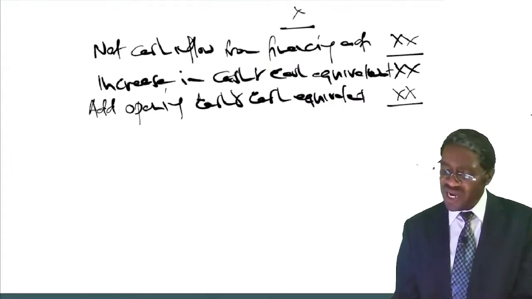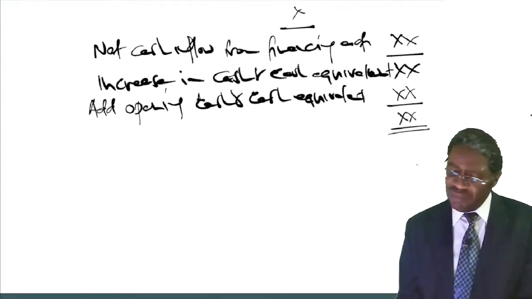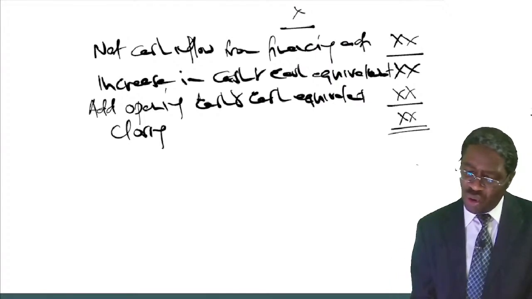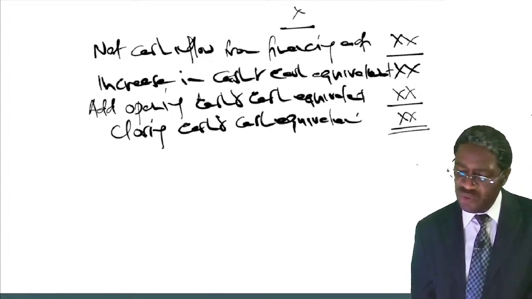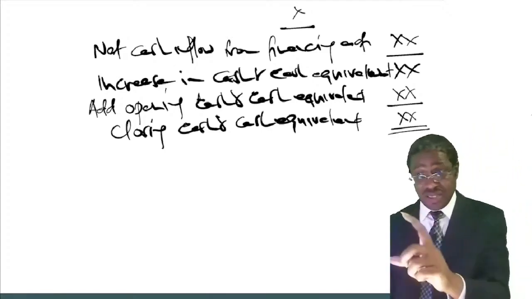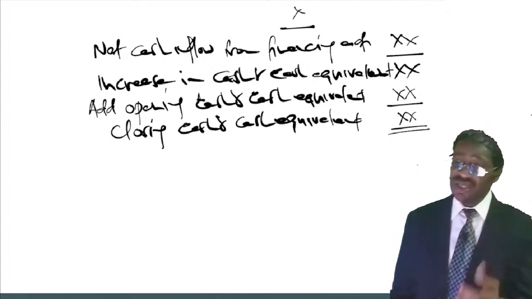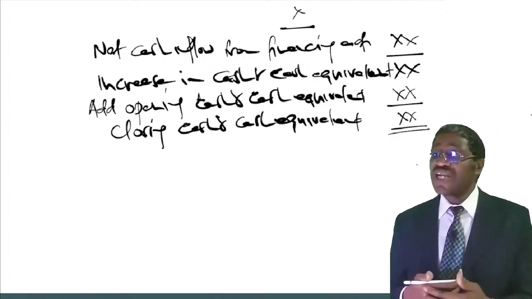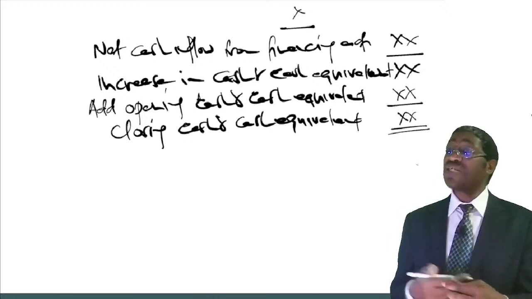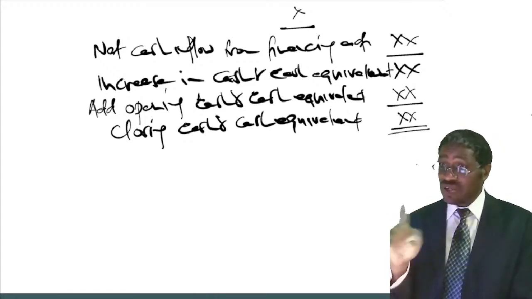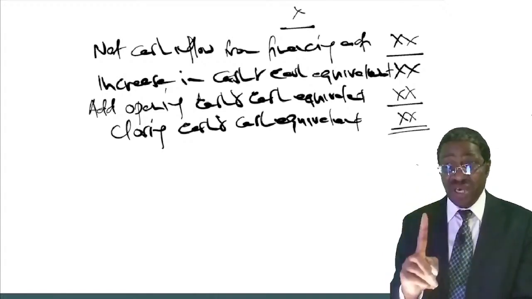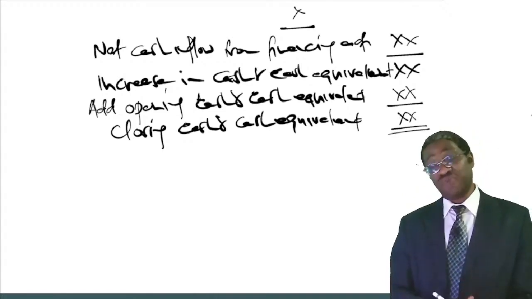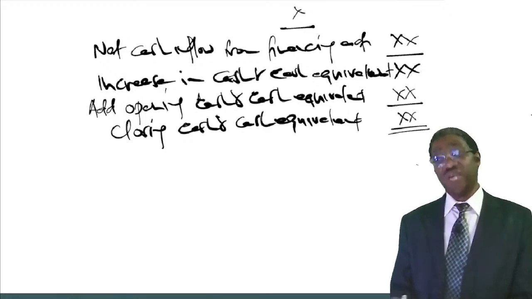Then whatever answer you got there, that amount is what you used to call the closing cash and cash equivalent. The closing cash and cash equivalent, listen, must agree with the amount given in the balance sheet by end of this year. That closing cash and cash equivalent must be the same as per the figure in the balance sheet end of this year.